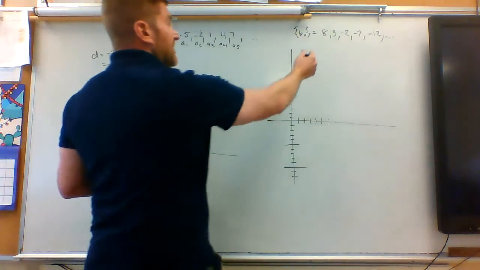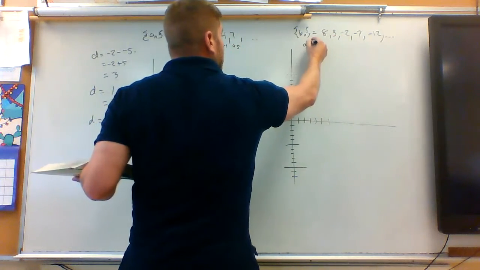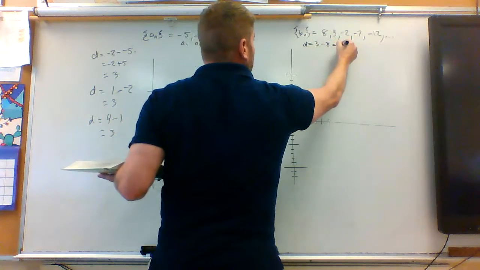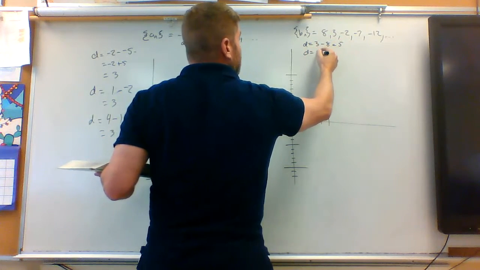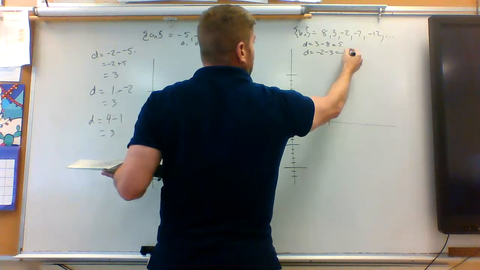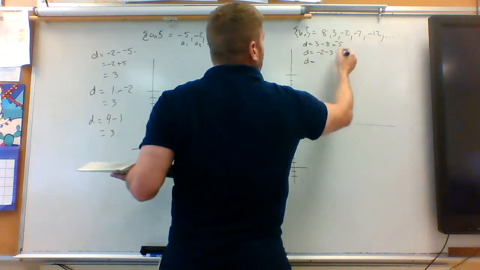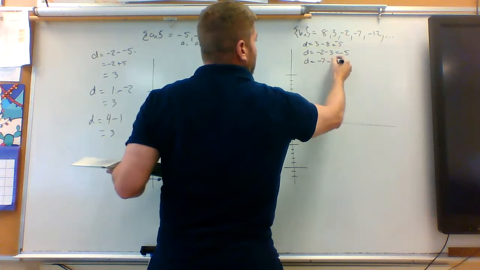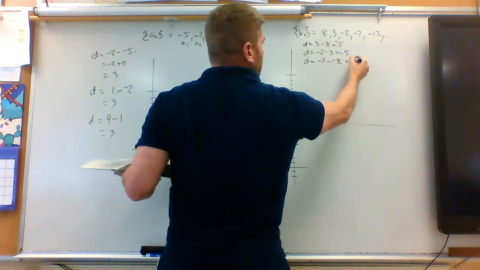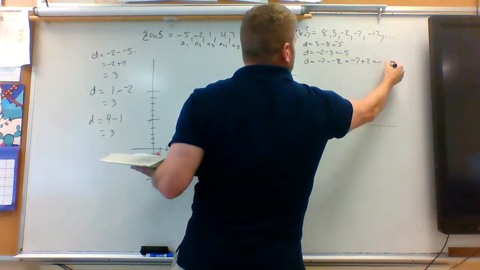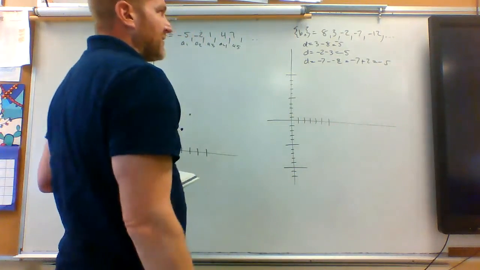Now here, what's your common difference? D is 3 minus 8, which is negative 5. D is negative 2 minus 3, which is negative 5. D is negative 7 minus a negative 2, which is negative 7 plus 2, which is still a negative 5. So we're going down by 5 every time.